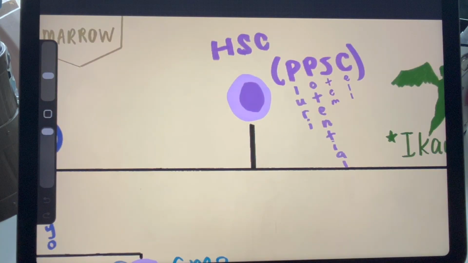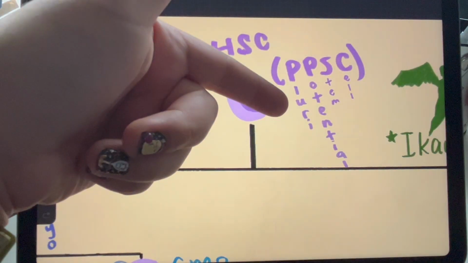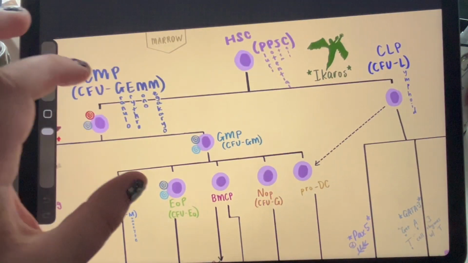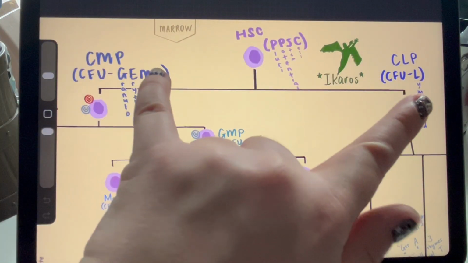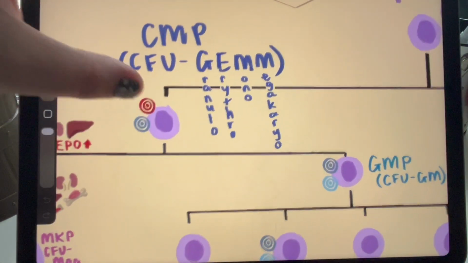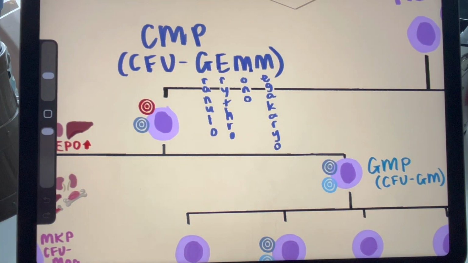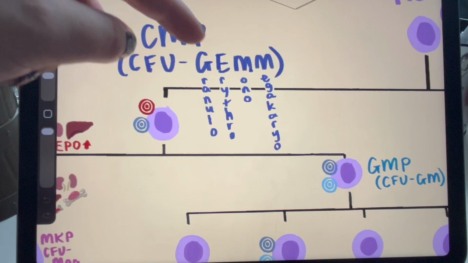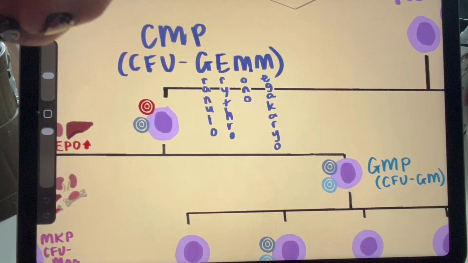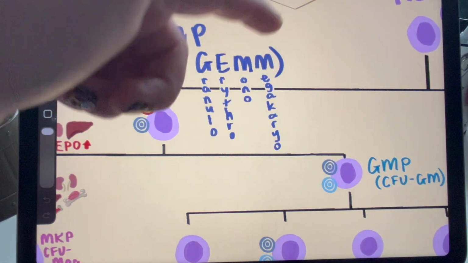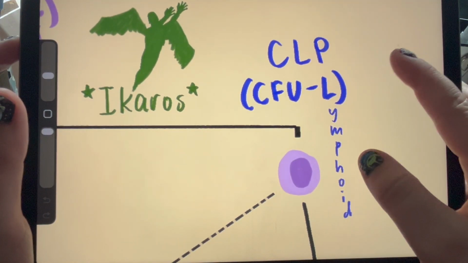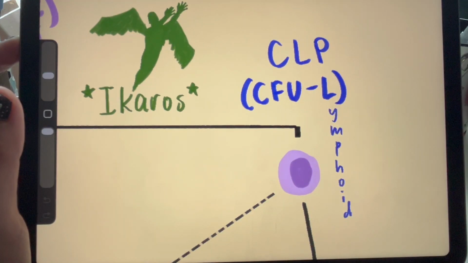To start, we've got the hematopoietic stem cell, also known as the PPSC, pluripotential stem cell. And that can go one of two ways into these progenitors. This one stands for the common myeloid progenitor, and it also has another name because things need to be confusing: colony forming unit. And then I've put the different meanings of the abbreviations here. So we've got granulocytes, erythrocytes, monocytes, and megakaryocytes. And then over here, we've got the common lymphoid progenitor, also colony forming unit for lymphoid cells.